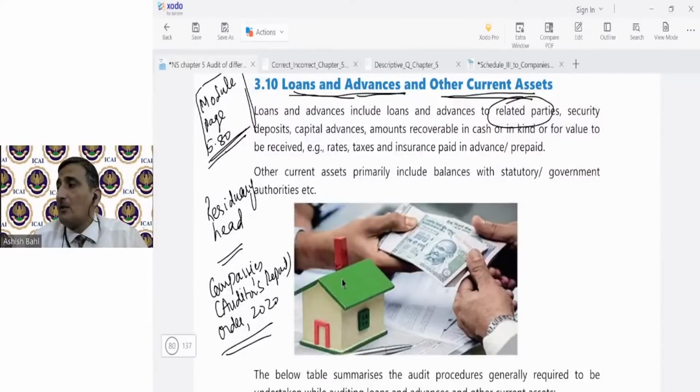Yes, Rahul Sharma, you are asking how to write answers to these questions based on this chapter. Yes, we will discuss, Rahul. Today we are going to discuss.